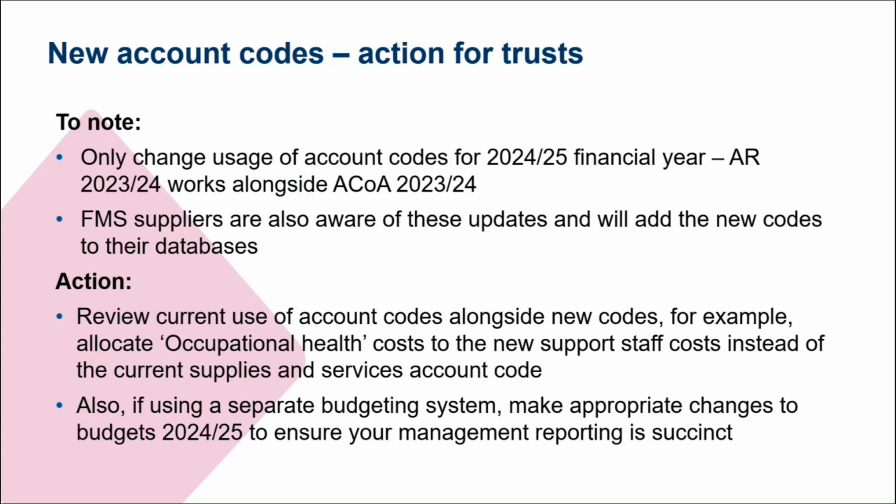So just to go over the action for trusts. Just to note that these account codes are for the 24-25 financial year, so look at them from the 1st of September. Your AR 23-24 still works alongside the chart of accounts for 23-24.